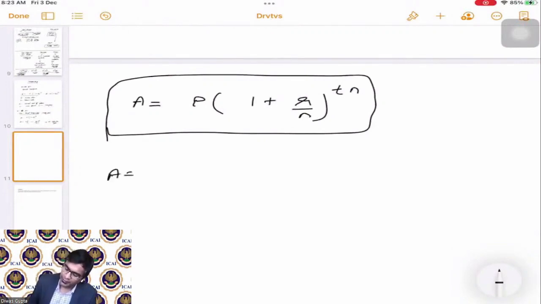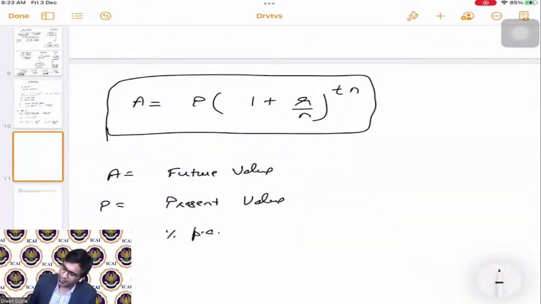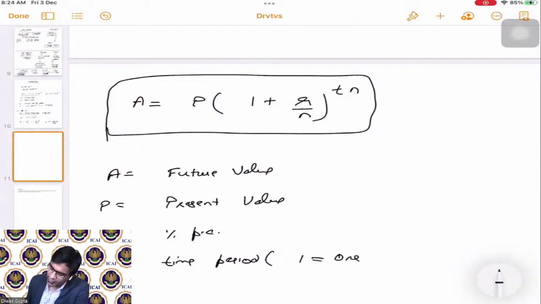A is equal to future value, P is equal to present value, R is equal to percentage per annum. This is the rate of return percentage per annum. T is equal to time period. This is expressed as 1 for 1 year.